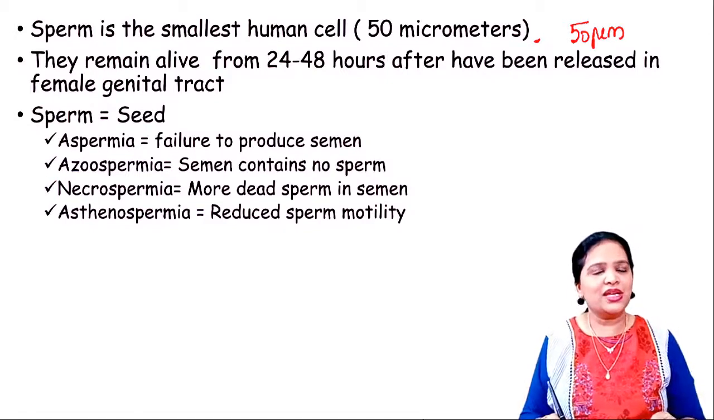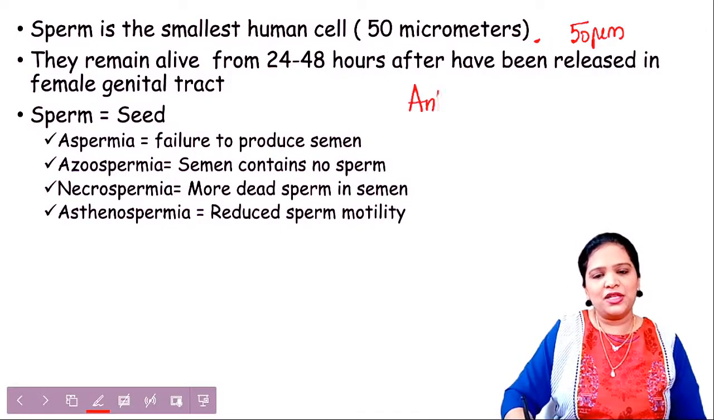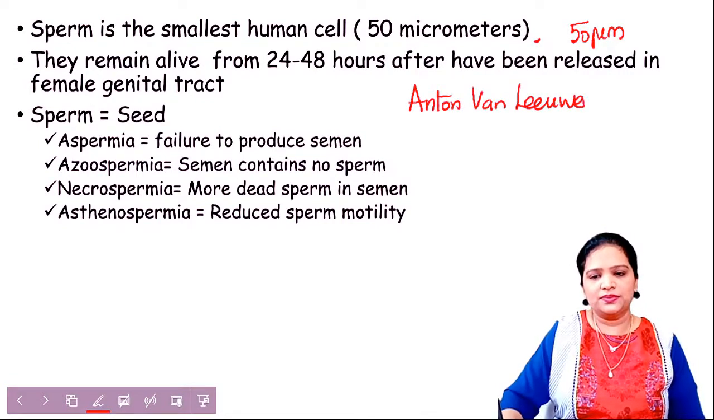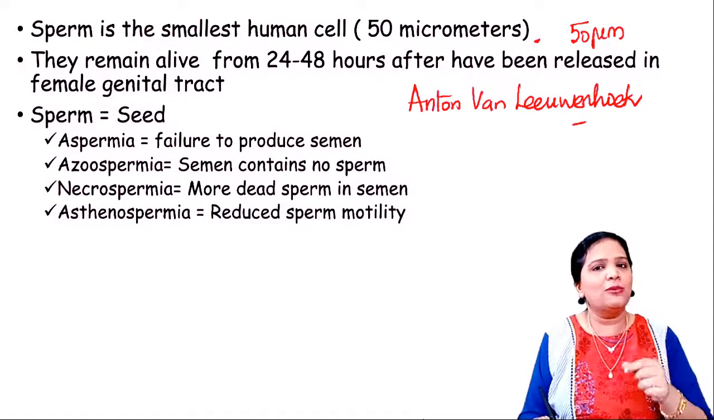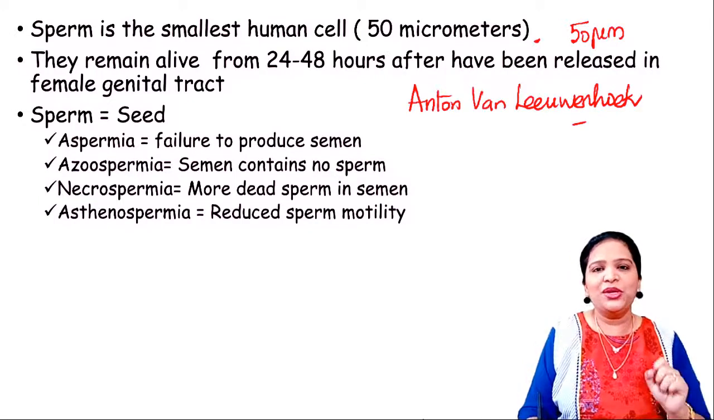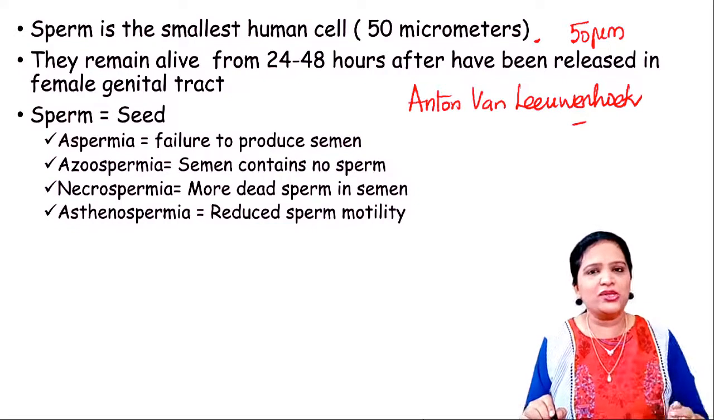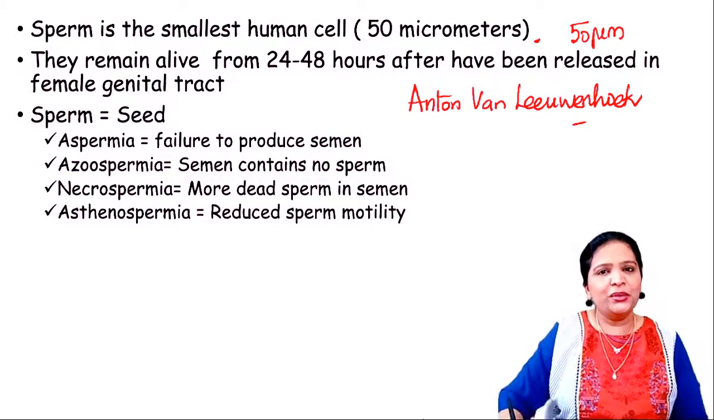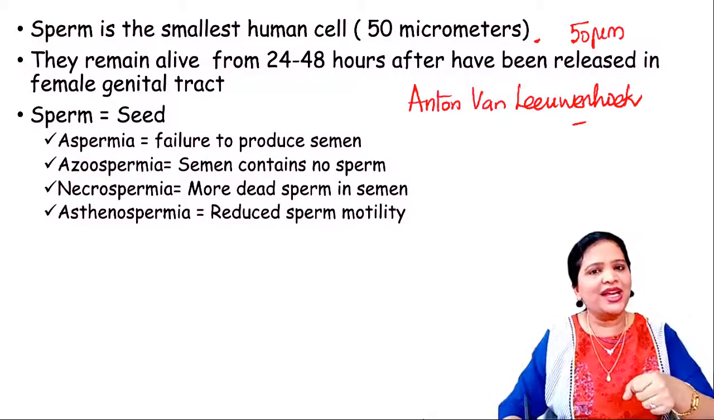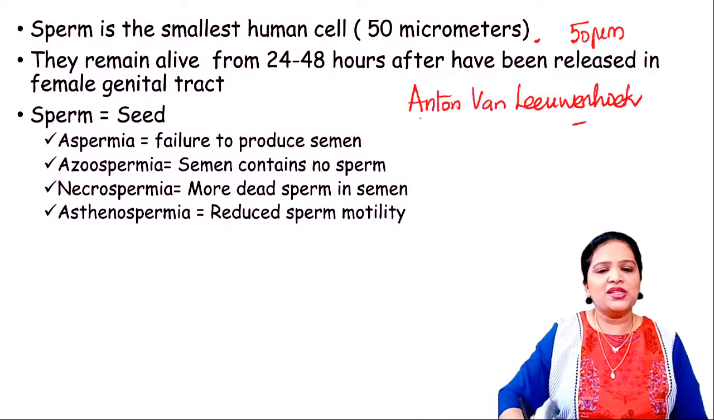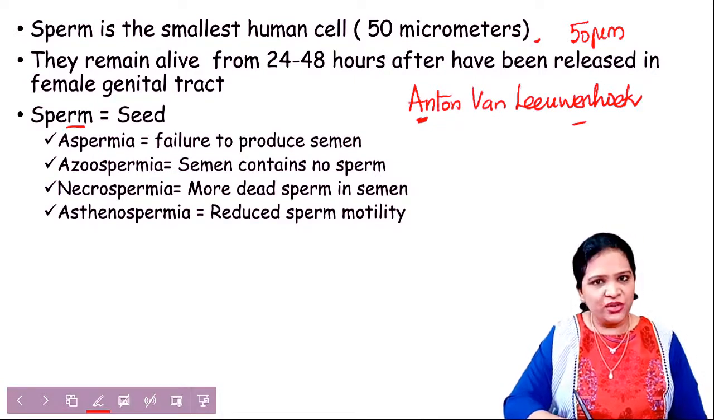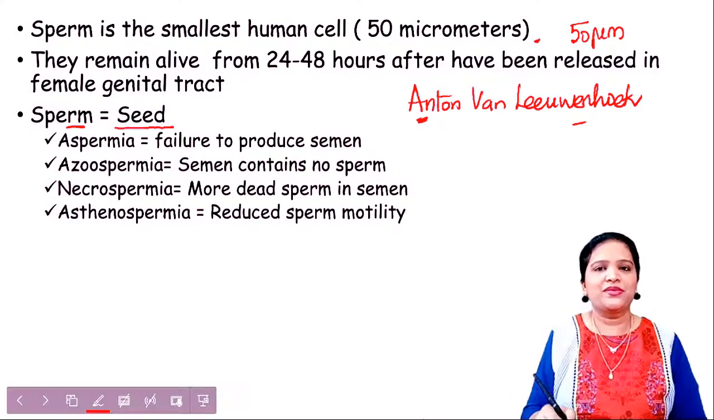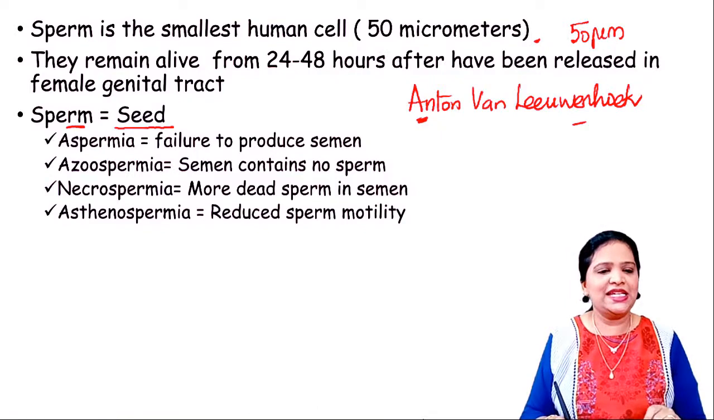Okay. And who discovered sperm? Sperm was discovered by Anton van Leeuwenhoek. Who is Anton van Leeuwenhoek? He was the first person who observed sperm under microscope because he discovered the microscope. He is called father of microscopy or father of microbiology. He took his own sperm and saw it under the microscope. And what is the meaning of the word sperm? In Greek language, sperm means seed.